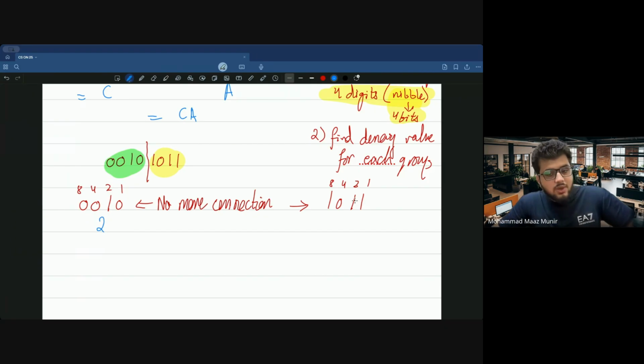And this one is going to be 8 plus 2 plus 1. 8 plus 2 is 10, 10 plus 1 is 11. So we have 2 and 11. Now I can write 2. Why can I write 2? Because it's a single digit.